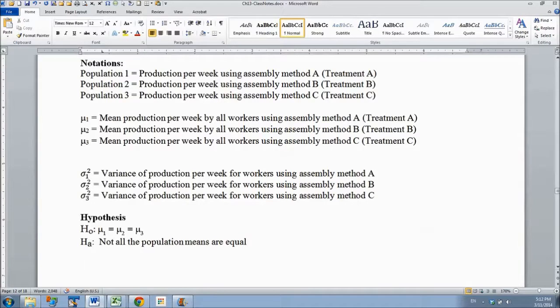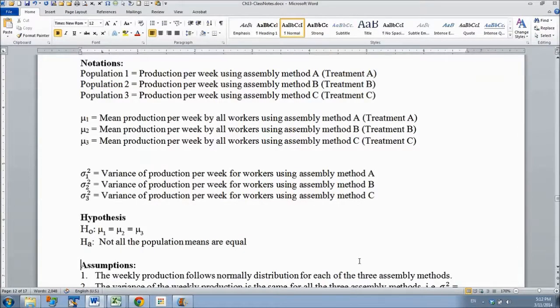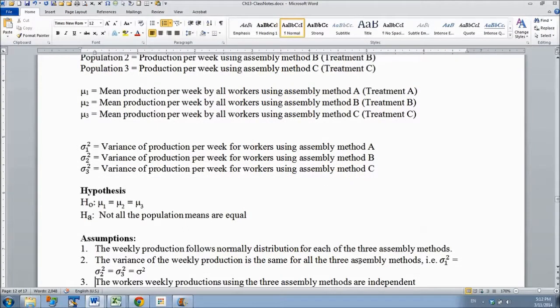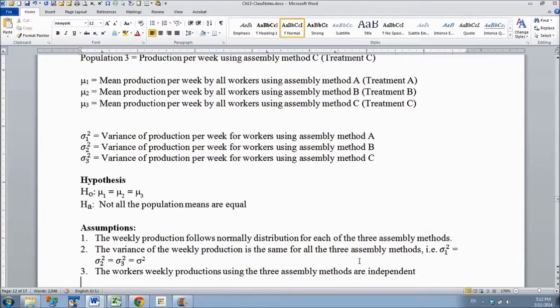Now the assumptions that we have to make: the weekly production follows a normal distribution for each of the 3 methods. The variance of weekly production is the same for all the 3 assembly methods, a common variance of sigma squared. And the workers' weekly production using the 3 assembly methods are independent, or the samples are independent.